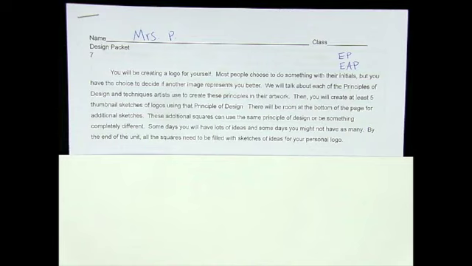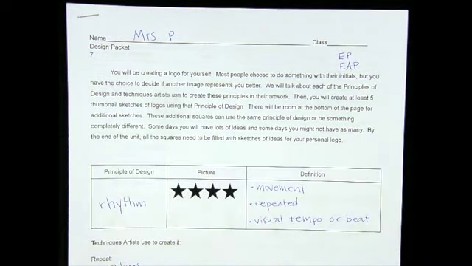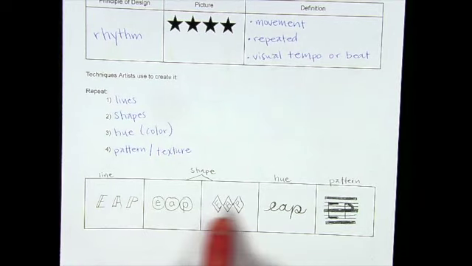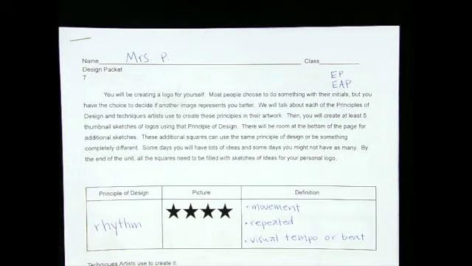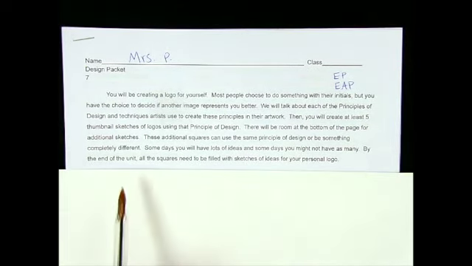So on each page there will be one row that you will use for that principle of design, and then there may be other rows that you can use just for any other ideas that you have. These additional squares at the bottom can use the same principle of design or be something completely different. Some days you'll have lots of ideas, and some days you might not have as many. By the end of the unit, all of the squares need to be filled in with sketches of ideas for your personal logo. So even if you don't get them all done in class, you can work on them in study hall. Every little thumbnail needs to be filled in by the end of this. The standard that we're covering is generating ideas, and so you have to actually have different ideas for this standard.